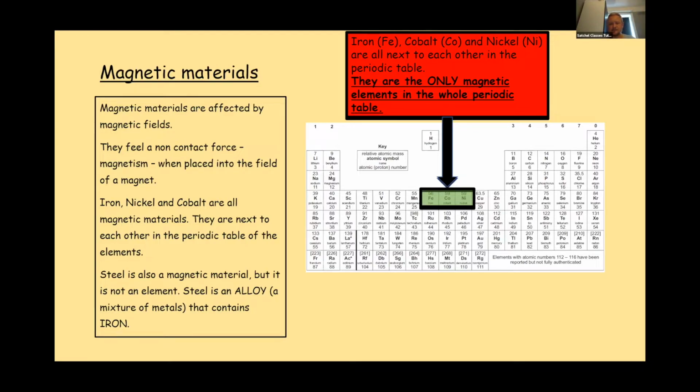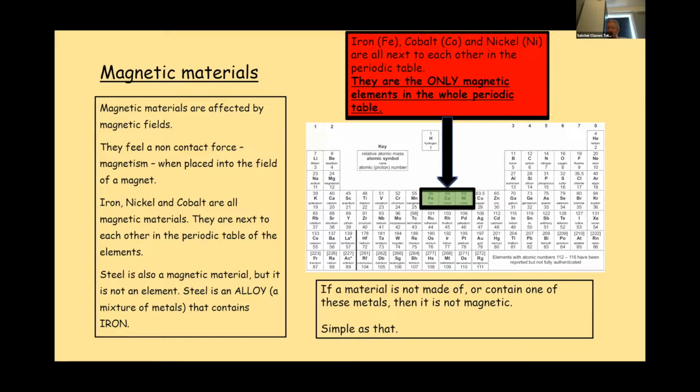what makes it magnetic. If a material is not made of or does not contain one of these metals, then it's not magnetic. It's as simple as that. If you don't believe me, take a copper coin next time you get a chance to your fridge, take off a fridge magnet, stick it to it. It won't stick because it's not got iron, cobalt, or nickel in.